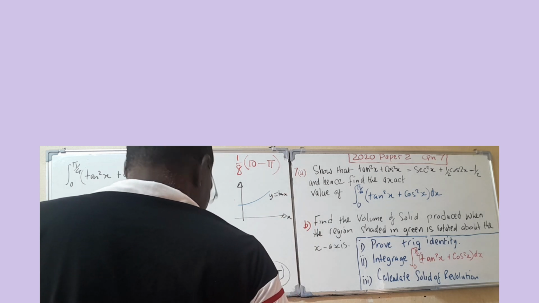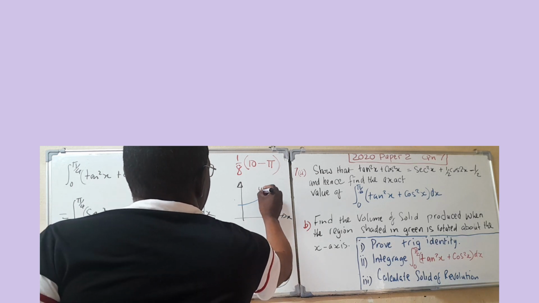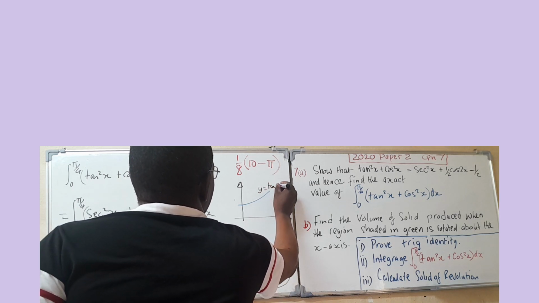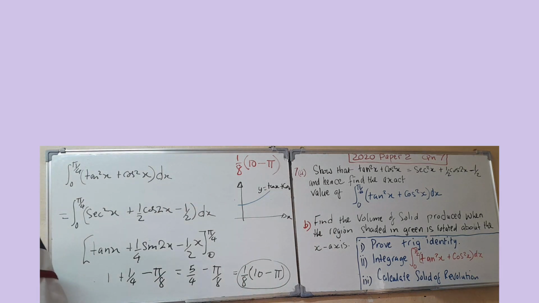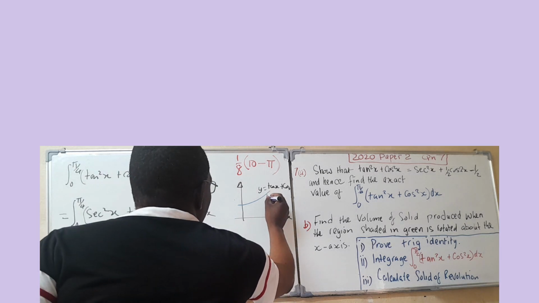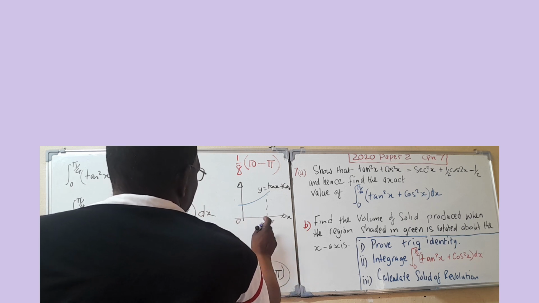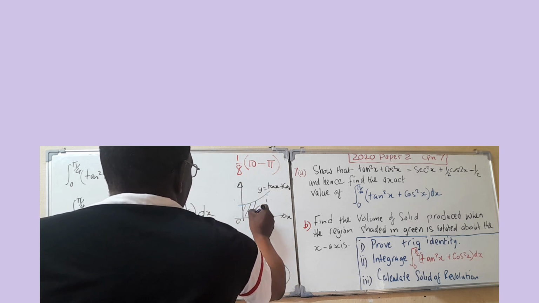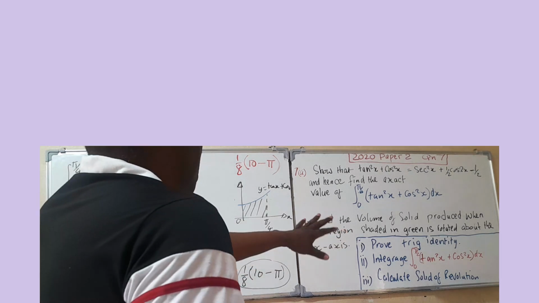Oh, where is it going to fit? Let me put it somewhere on top there. So this will be y is equal to tan x plus cos x. I'm a bit short of space there. And the region was from 0 here to pi over 4, and it's this whole region there. So the question is saying, find the volume of solid produced when the region shaded in green is rotated about the x-axis. I didn't write all that because of space.